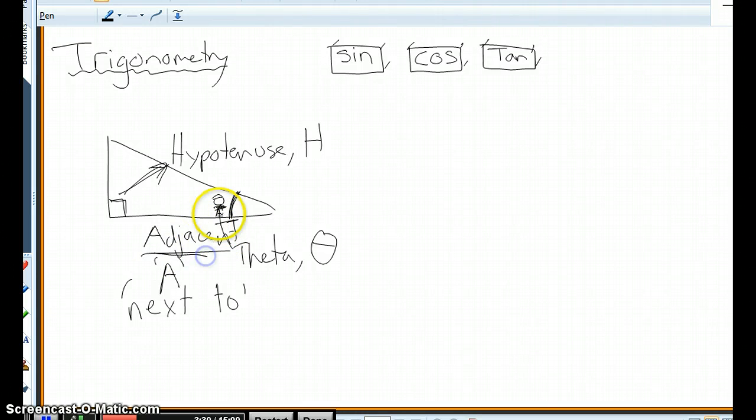The adjacent side is next to the identified angle. Can you picture that? So the side that's next to the identified angle is called the adjacent, which means next to. The opposite side of the identified angle is called the opposite. Funny that, eh? The opposite to the identified angle is called the opposite. And again, I'll abbreviate that with an O.